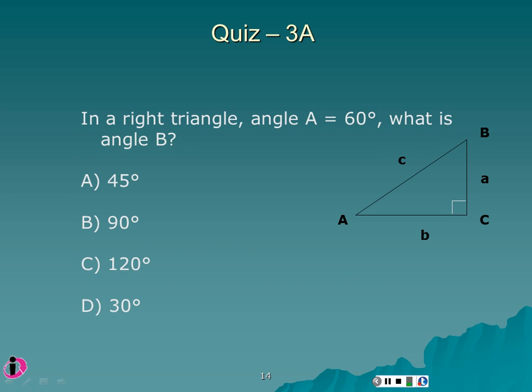In a right triangle, angle A equals 60 degrees. What is angle B? Now here, if you look carefully, angle C is 90 degrees, right? Because it's a right triangle, right? So you know that angle C must be 90 degrees. And it's given that angle A is 60 degrees. Now how about angle B?